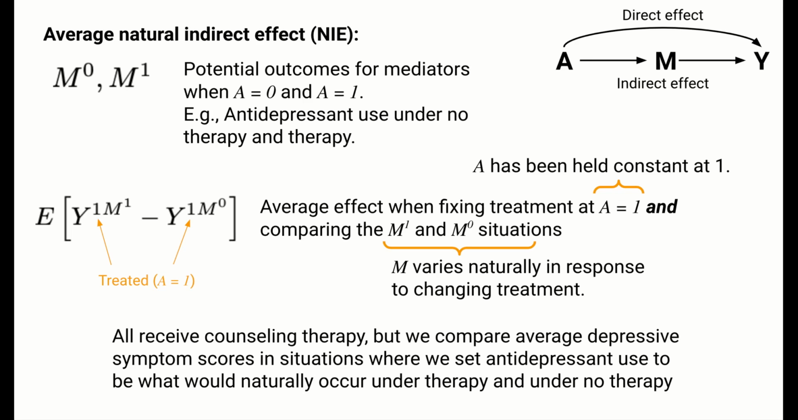In the context of our example, all receive counseling therapy. So the comparison in this indirect effect is not capturing the effect of the counseling sessions because this is the same for everyone. We instead compare a situation where antidepressant use unfolds as if all received therapy, this is the M1 part, to a situation where antidepressant use unfolds as if all did not receive therapy. This is the M0 part. Allowing antidepressant use to vary, hypothetically in response to treatment, keeps this indirect A to M to Y causal path open, while the direct causal path, A to Y, is closed by having everyone receive treatment.